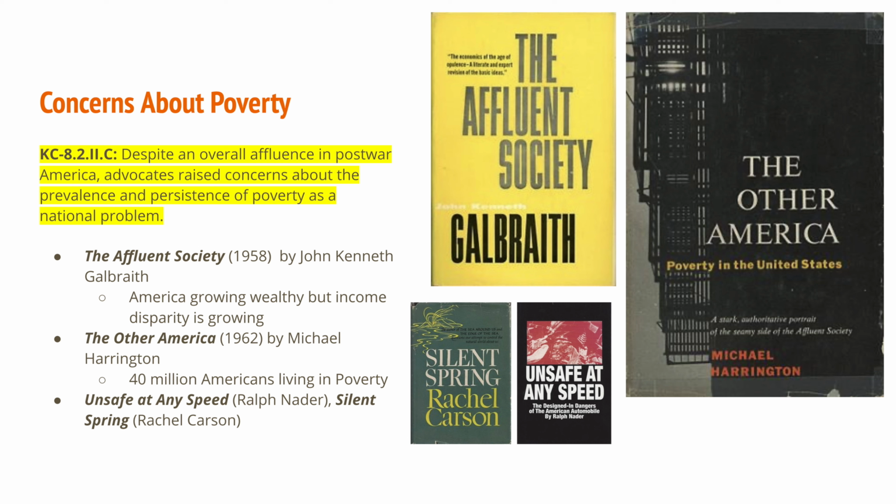The Other America, published in 1962 by Michael Harrington, was showing American poverty in the United States, saying that 40 million Americans were living in poverty and that they needed some sort of assistance. This is very reminiscent of a book that we've already talked about earlier in the 20th century, How the Other Half Lives by Jacob Riis. That would be a good comparison to make if you're writing an essay on the AP exam.